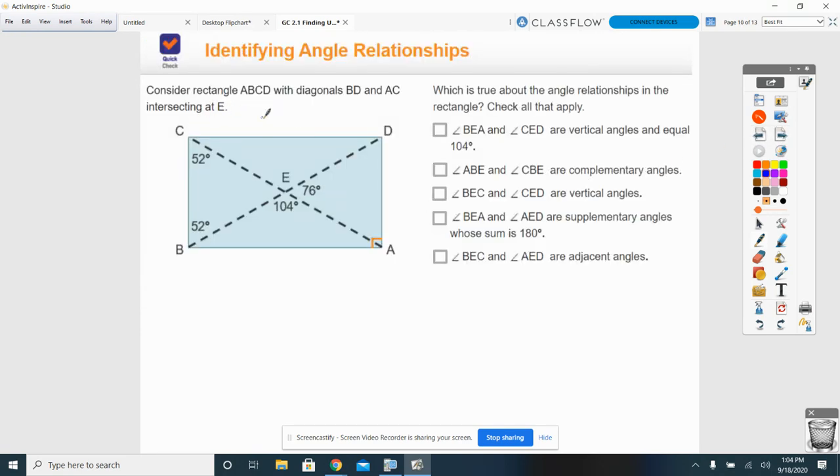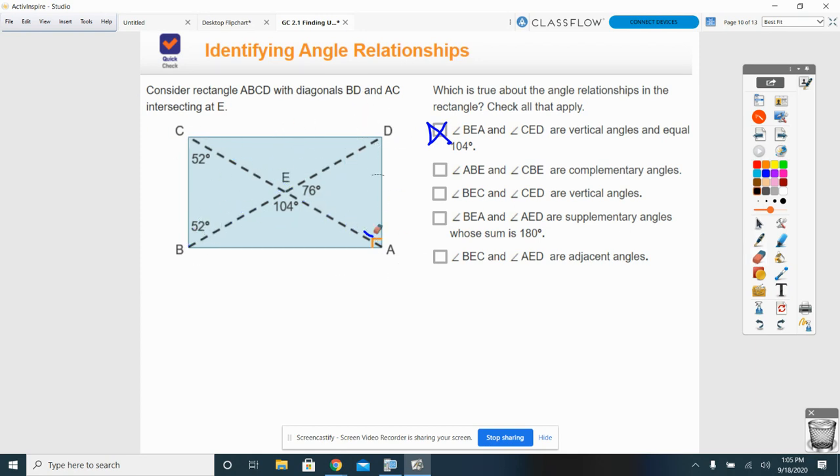All right, consider rectangle ABCD, and it says that diagonals BD and AC intersect or touch at E. What has to be true? Okay, let's see what we have here. BEA, which is right here, and CED, are they vertical angles? Are they kissing? The answer is yes. Vertical angles are congruent, so they will both be 104. That's true. Let's try the next one.